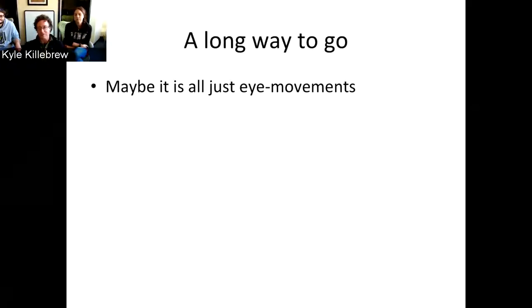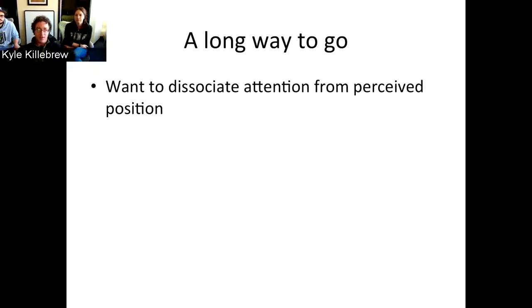There could be lots of reasons why we get a differentiable signal. It could just be all eye movements. It could be, who knows what it is. But in the big picture, what we want to do is dissociate attention. Is this attention or is this perceived position? I think both of these are interesting questions, and we want to be able to dissociate these.